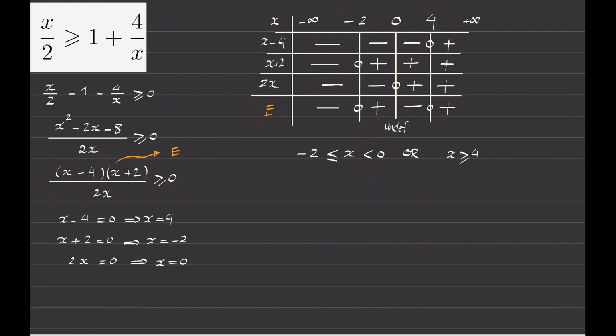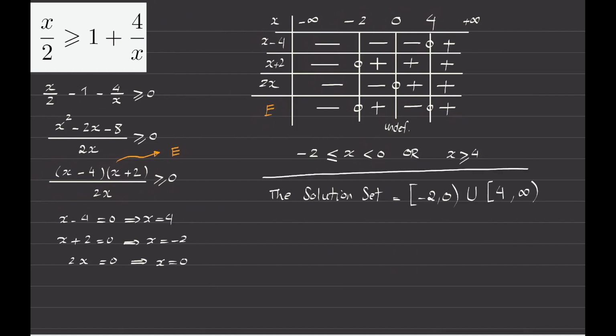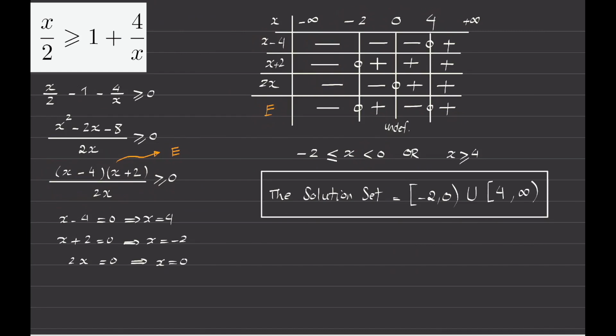But because the problem is demanding the solution set, the solution set should be written as a set in mathematics. Yes, solution set. So I will use the interval notation. So it will go from minus 2 up to 0, but 0 is excluded, minus 2 is included, or means union. X is equal to 4 and above. Okay, so this means that I start from 4 up to infinity. So that will be the solution set of this problem.